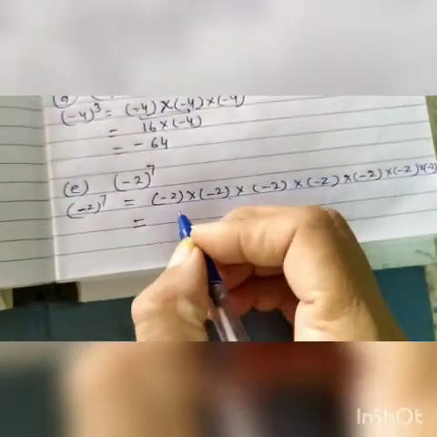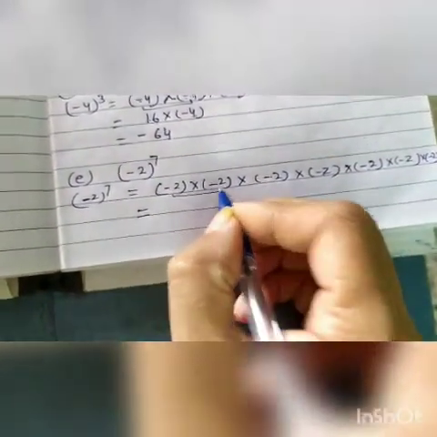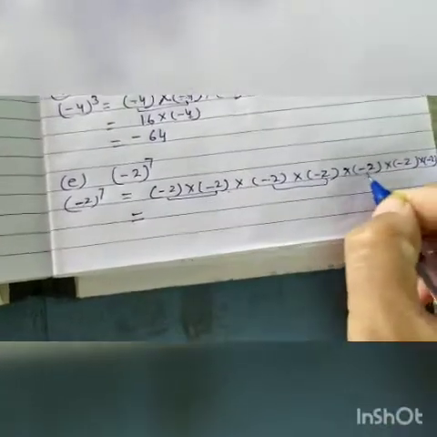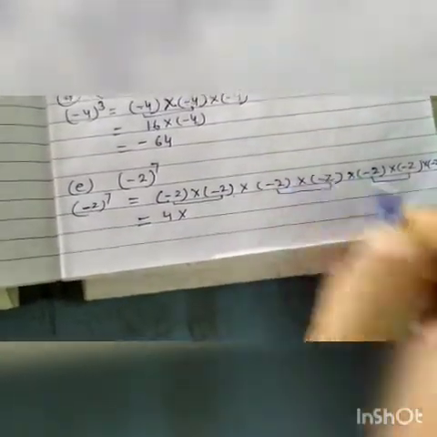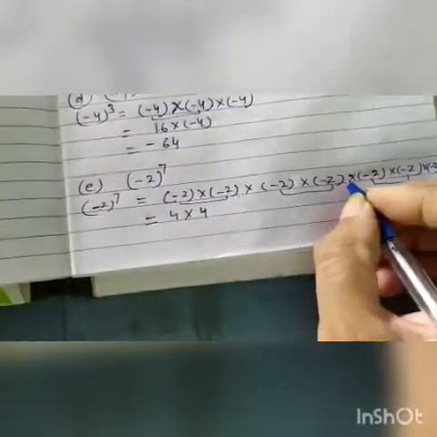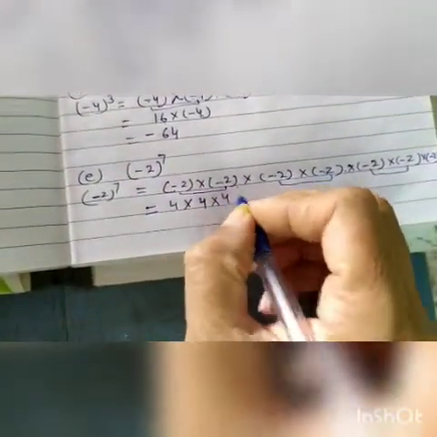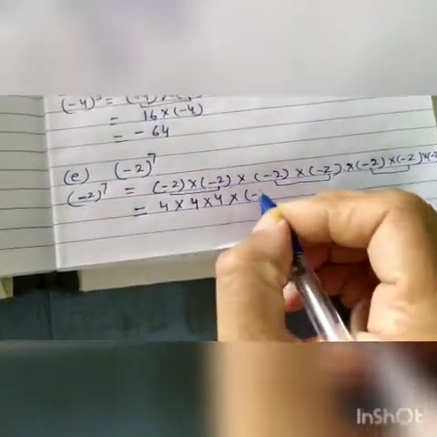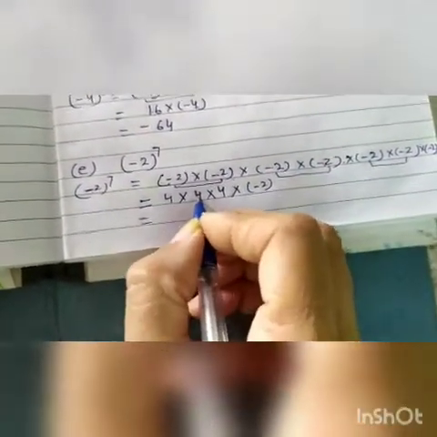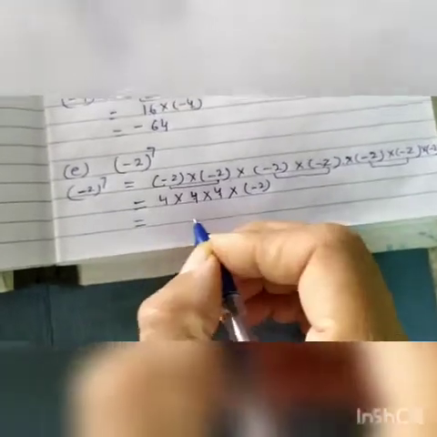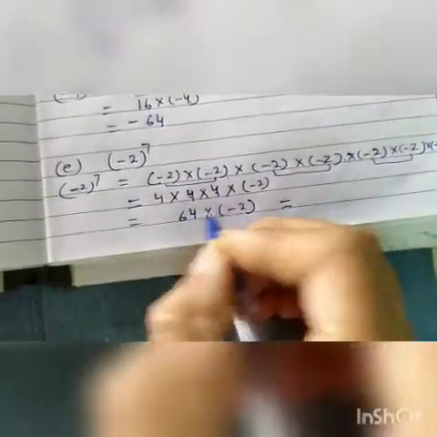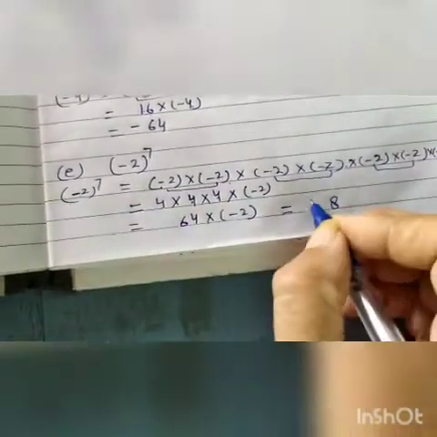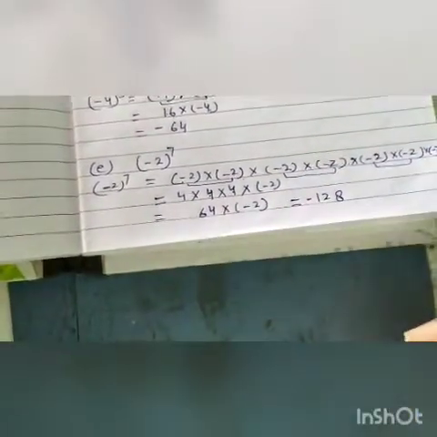Now students, we will multiply taking two numbers. We will multiply these two, then these, then these. 2 2s are 4, plus 4, into 2 2s are 4, plus 4, into 2 2s are 4, into this minus 2. Now 4 4s are 16, 16 4s are 64, into minus 2: 2 times 4 is 8, 2 times 6 is 12. It will be minus 128.